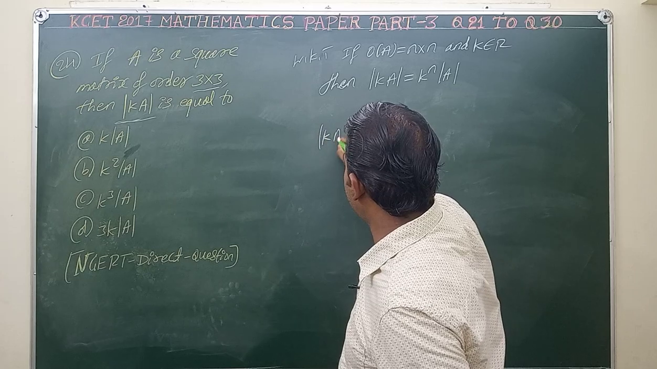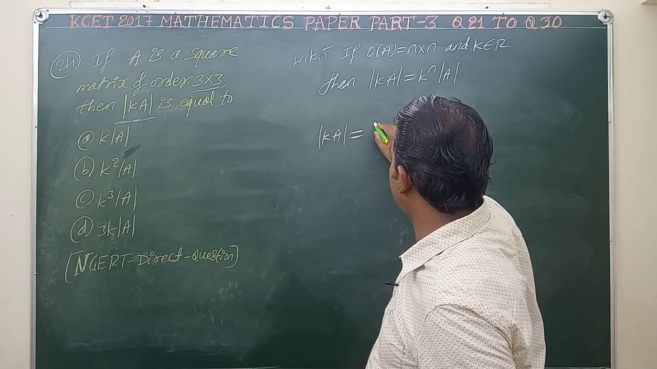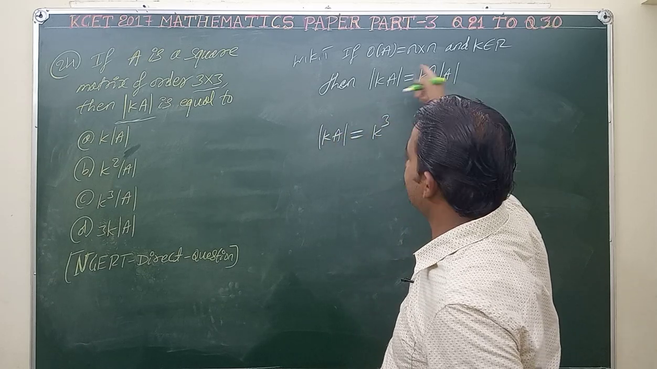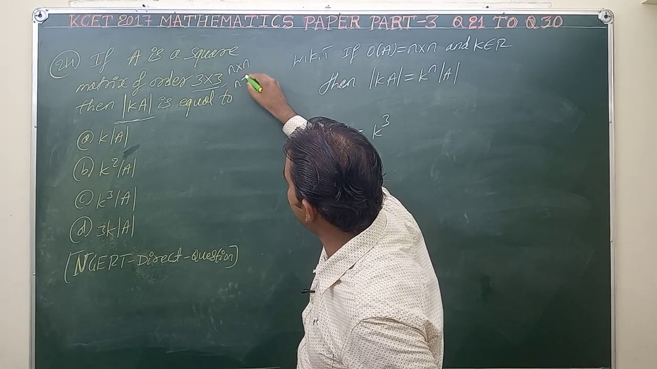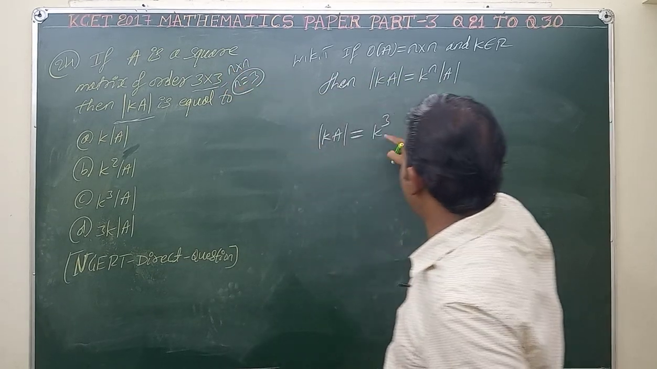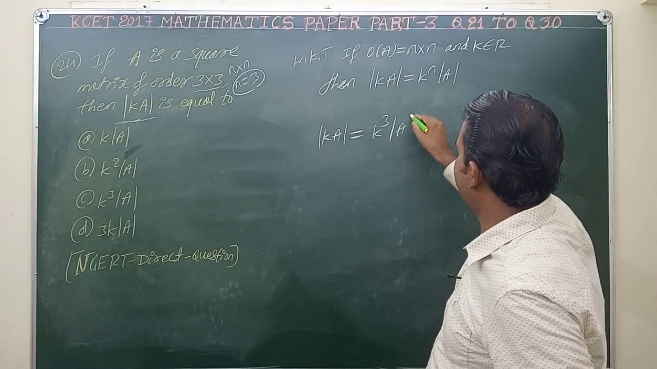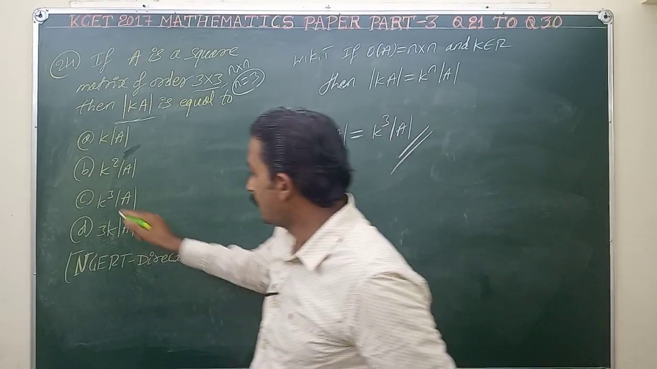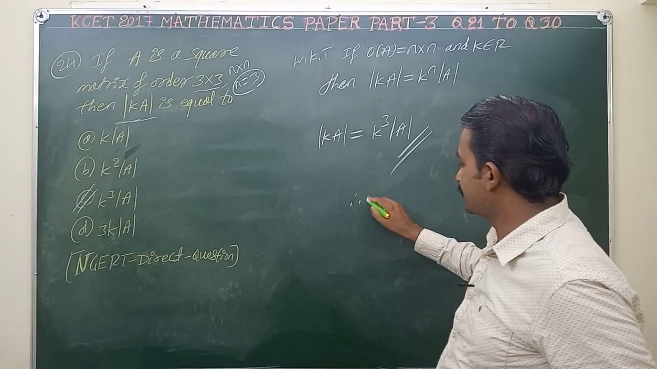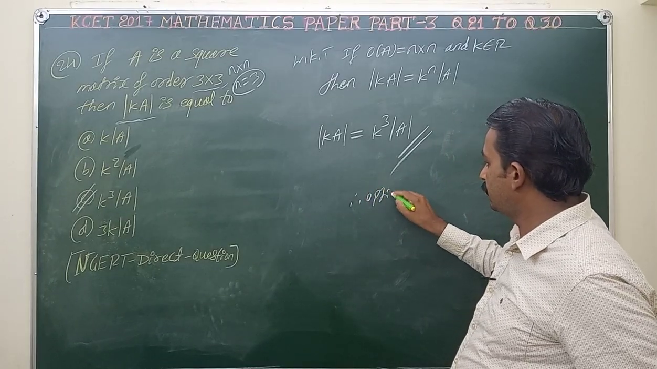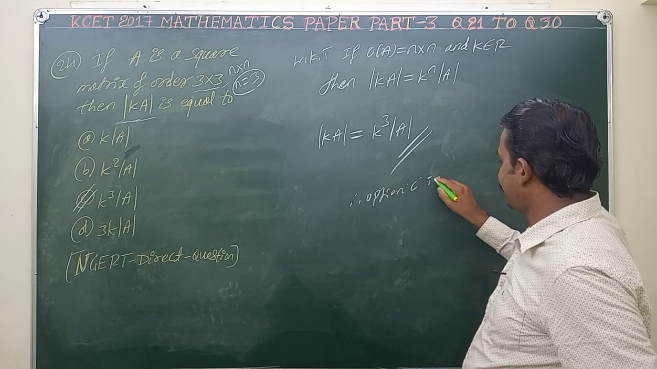So the determinant of K into A is equal to K to the power of 3, because in this case the order is n cross n, and n is equal to 3. So using this condition, K to the power of 3 into determinant A is the correct answer. Option C is K to the power of 3 into determinant A. Therefore option C is correct.